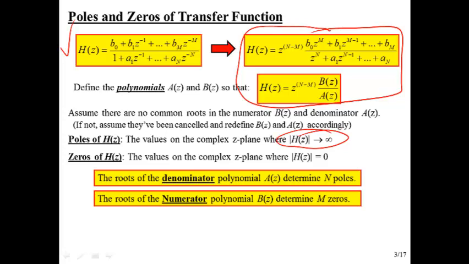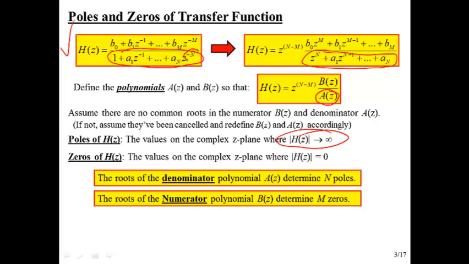Now, to put these in terms of the polynomials b of z and a of z, if we look at the roots of this denominator polynomial, a of z, it's an nth order polynomial. That is the distance between this power and this power. So that's the order of our system, if you remember when we talked about that before. So we'll have n poles, and then if we look at the roots of the numerator polynomial, b of z, those are going to give us m zeros.